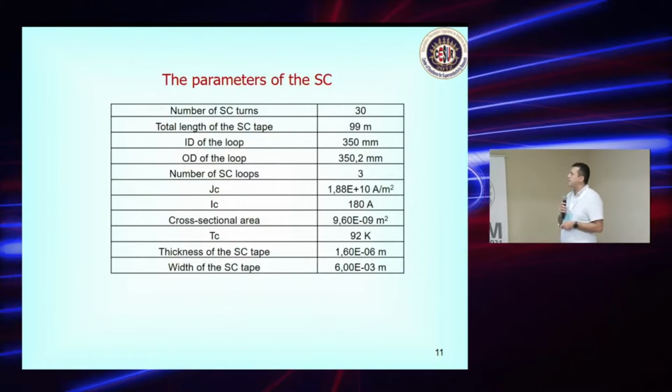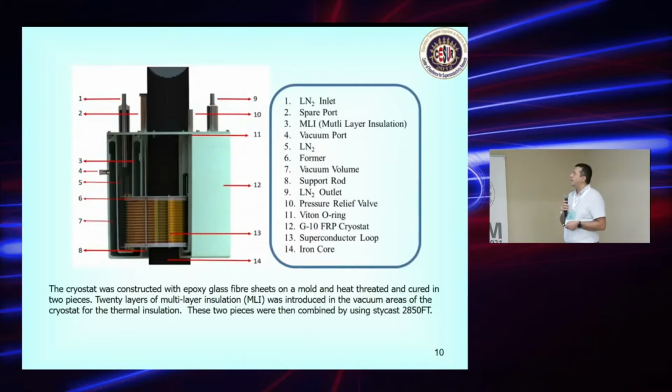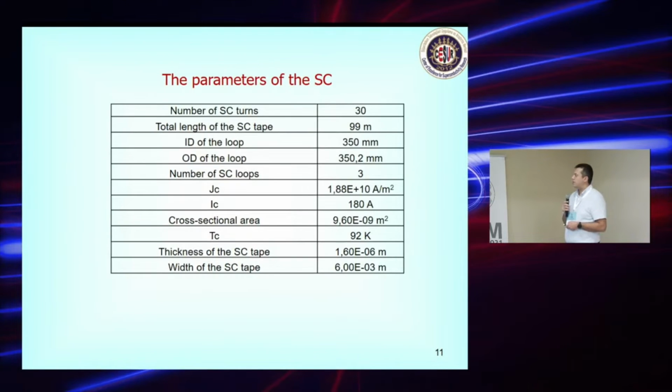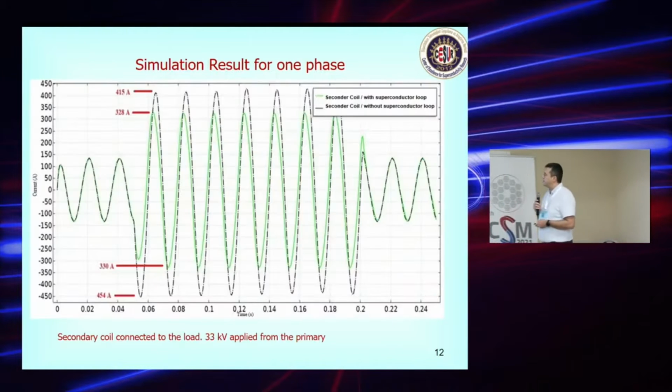And the parameters of the superconductors we used: for each phase 30 turns, and the total length of the superconducting tape is about 100 meters, and the other parameters can be seen here. And the simulation results we have, we introduce here.